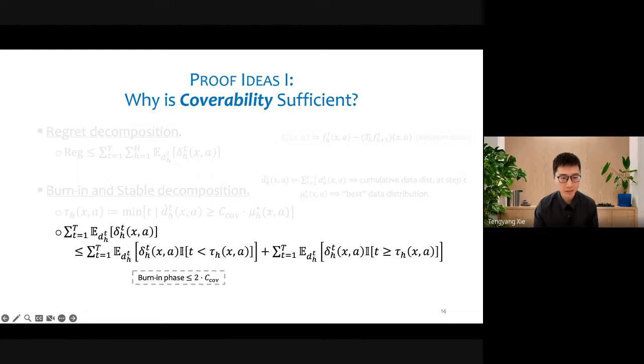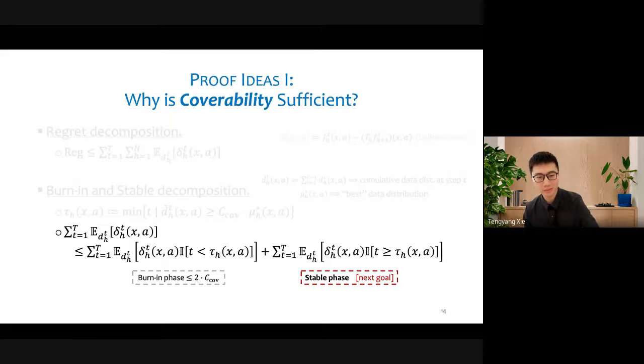So that we now use an indicator in terms of this tau h to determine our regret, where the left part is the burn-in phase. It only counts how much regret we pay to get the burn-in samples, which can be bounded using the definition of tau by Q times C cover. And the right part is, I would call it the stable phase, and that is the next goal, how to bound that.